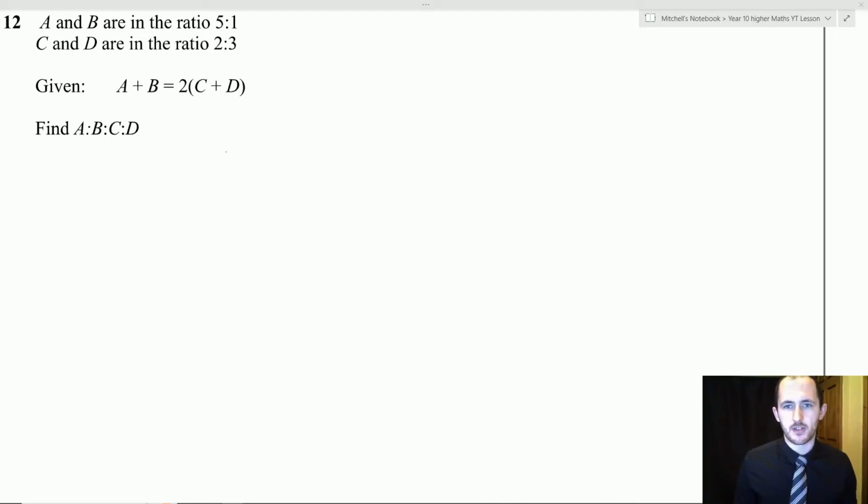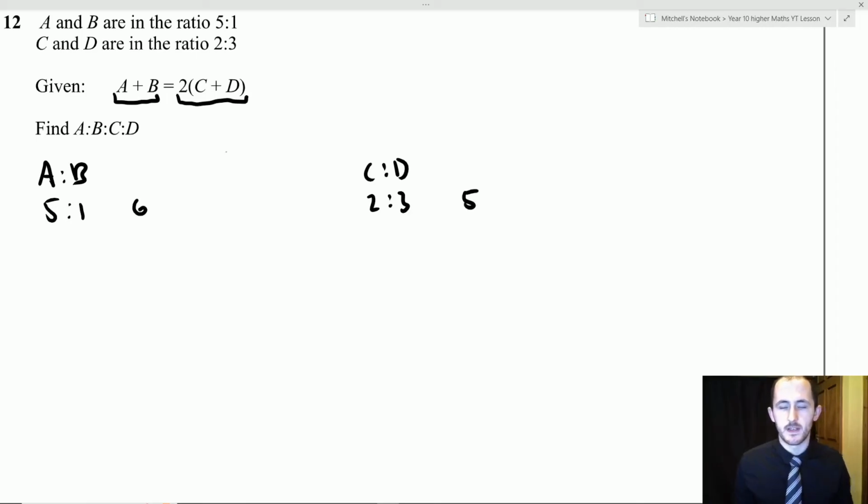So, ratio of A to B is 5 to 1. And then I'm going to put C to D over here. 2 to 3. Now it tells me that A plus B is twice C plus D. So A plus B is 6. C plus D at the moment is 5. Now what I want to do is combine these ratios together. So I need to work out the lowest common multiple of 6 and 5. Does that make sense so far?